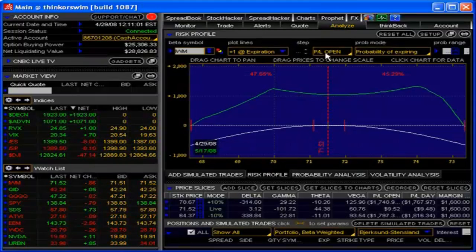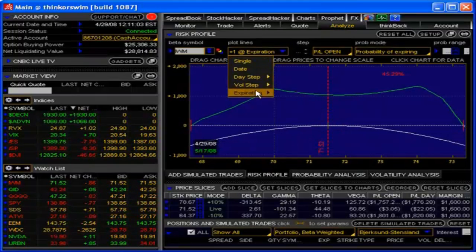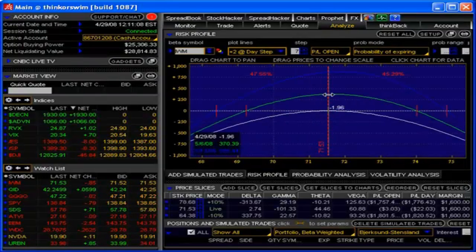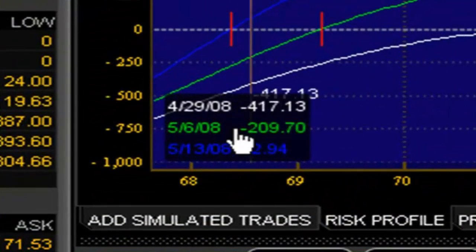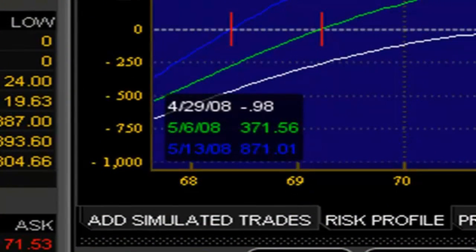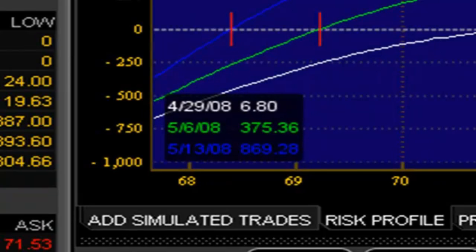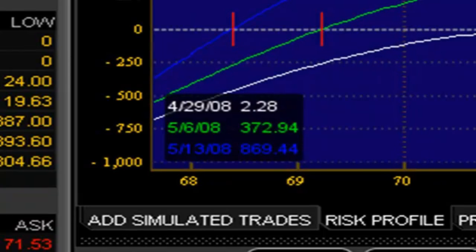Here, let me show you exactly what happens, because over time, the neat thing about this is that you can actually tell what your profitability is going to be over time. If we take a look down here in the left-hand corner again, you can see that as of May 6th, we're going to be up $369. You can tell exactly what your business is going to make over the next week and a half. And then on May 13th, we're going to be up almost $870. That's how you manage the business, by the numbers.